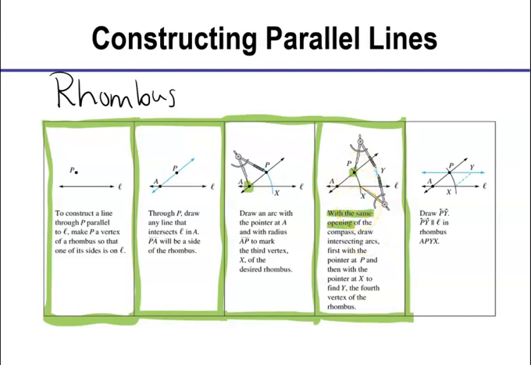Just like when you measure an angle and you try to reproduce an angle, you do that same thing. But this time, you pick up your pointer and you put it on P and make an arc, then you put it on X and make an arc. Now what does that do? That gives you the next line segment for your rhombus. See the blue line here that they drew? That's through the intersection of those two arcs, and that gives you your parallel line.